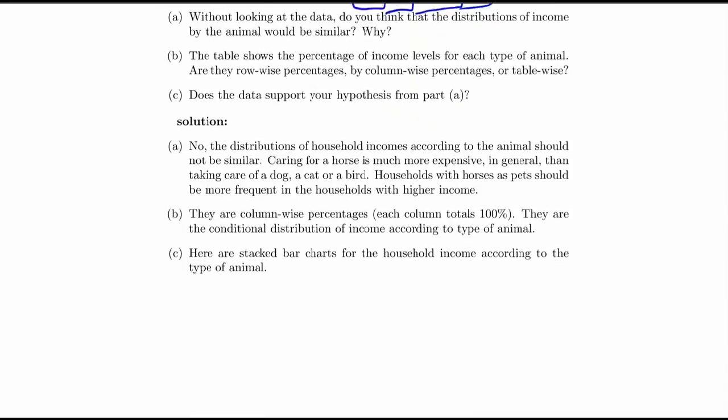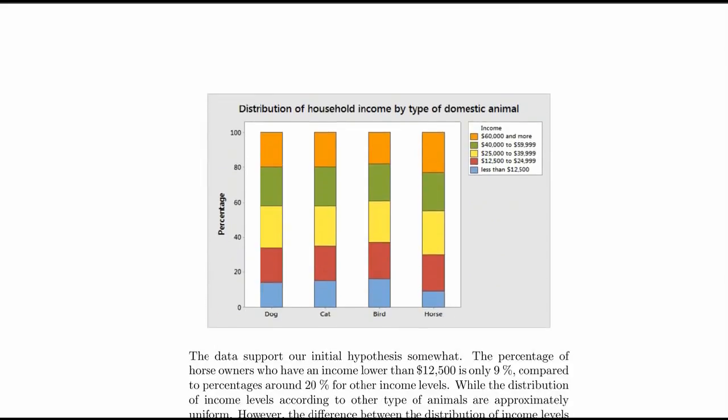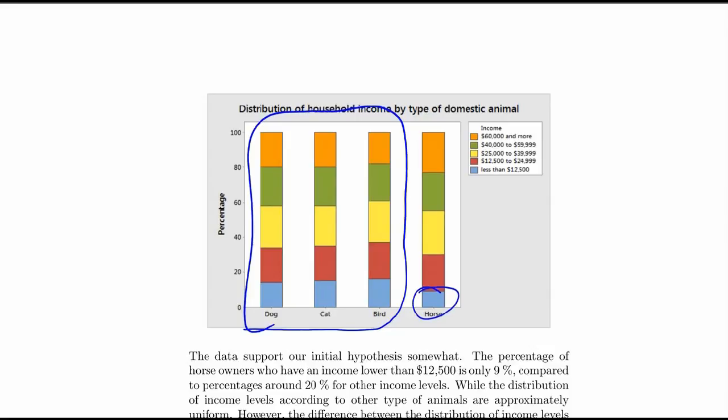And so here we could also see it if we look at the solutions and look at a stacked bar chart. And here we see that for dogs, cats, and birds, the distribution for income is more or less uniform, so they're very similar. So we would say that there's actually no relationship between income and type of animal. However, when we look at horse, for very low income, this only represents the percentage of households with very low income among the households with a horse. It's only 9%, while it's a bit larger than 20% for the other income categories. And so the distributions are not homogeneous, or not the same.